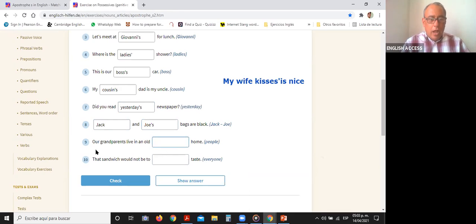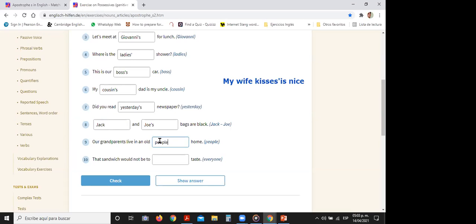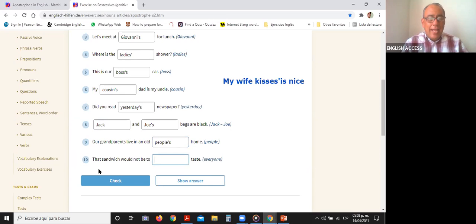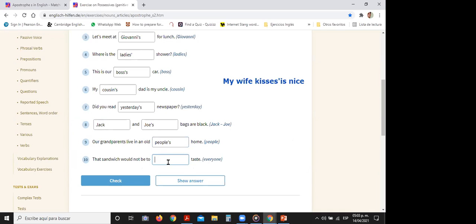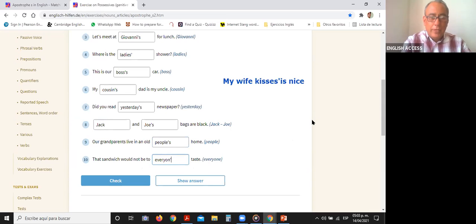Okay. Our grandparents live in an old people's home. People is not singular, it's plural. People, apóstrofe S. People's home, un hogar de personas. Okay. Finally, that sandwich will not be to everyone's taste. Que ese sándwich no le va a saber bien a todo mundo.